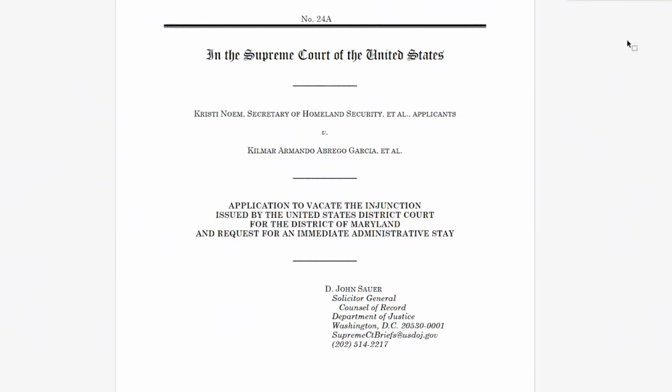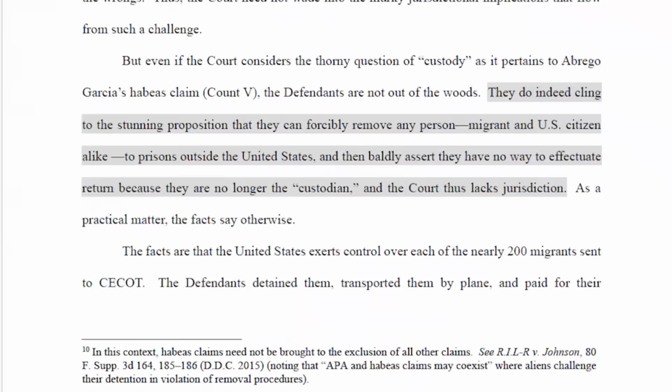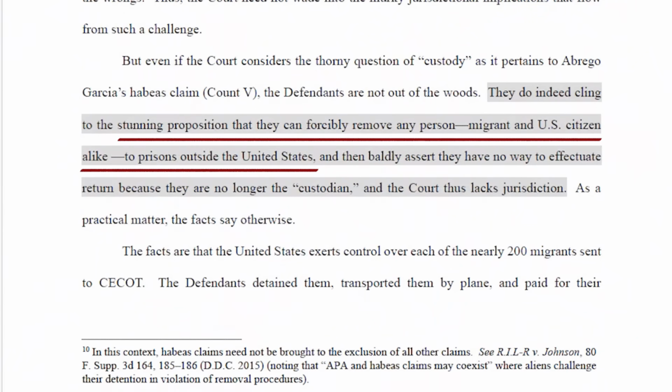A District Court judge stated in an opinion on this case that the defendants, being Homeland Security, cling to the stunning proposition that they can forcibly remove any person, migrant or U.S. citizen alike, to prisons outside of the United States and then baldly assert they have no way to effectuate return because they're no longer the custodian, which is the argument being made. They can just send anybody anywhere without a charge or trial.